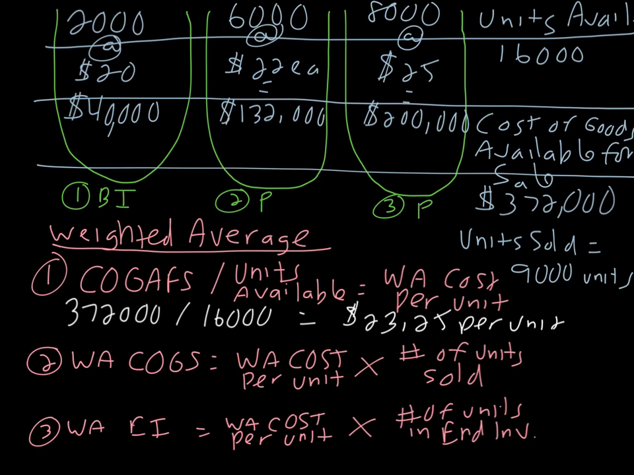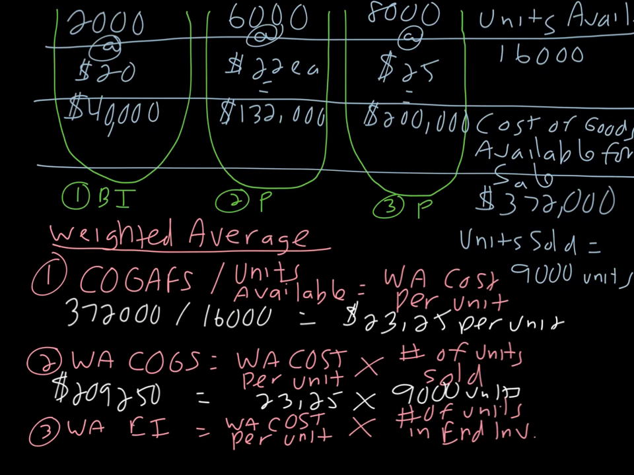Then for cost of goods sold, just go through the next two steps. Cost of goods sold is going to be that 23.25 times how many did we sell? We sold 9,000 units. So if we do 23.25 times 9,000 units, that should be 209,250. There's your weighted average cost of goods sold.